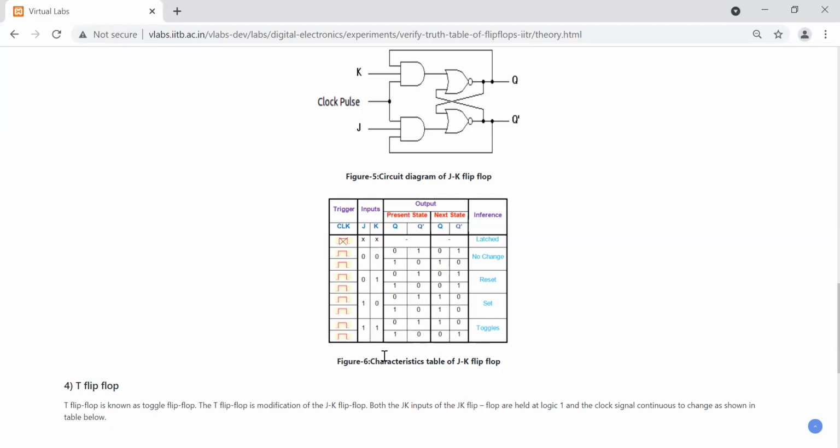If we compare the truth table of the JK flip-flop and the SR flip-flop, then the first 3 states, that is no change state, reset state and set state, are the same as those of the SR flip-flop. The difference is only in the 4th state. In the 4th state, the SR flip-flop was forbidden, but here the 4th state of the JK flip-flop is toggle. So this is about the circuit diagram and truth table of the JK flip-flop.